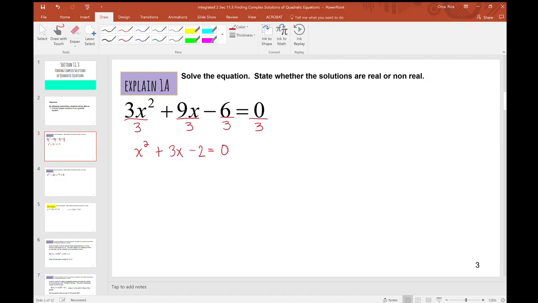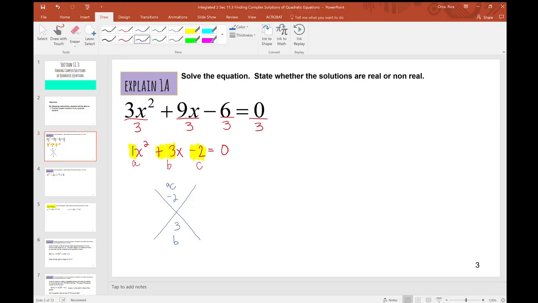Now that we have our equation, x squared plus 3x minus 2, let's check to see if we can solve this by factoring. And if factoring fails, then we'll have to use the quadratic formula. So I know a is 1, b is 3, and c is negative 2. Using the x method, we want a and c to go at the top, b is going to go at the bottom. When we multiply 1 and negative 2, that's going to give us negative 2, and 3 is going to go at the bottom.